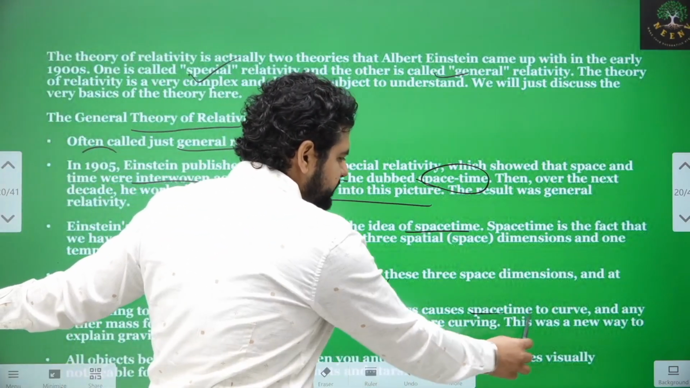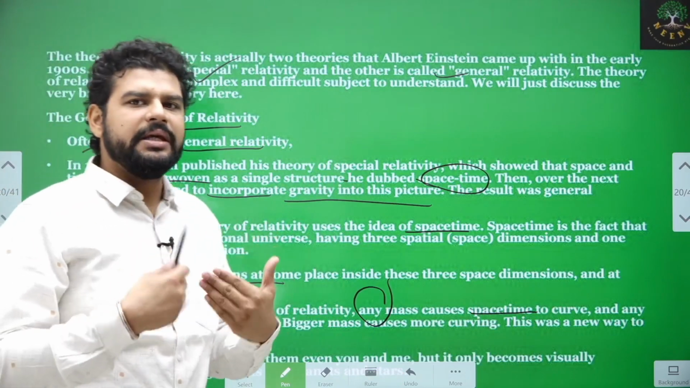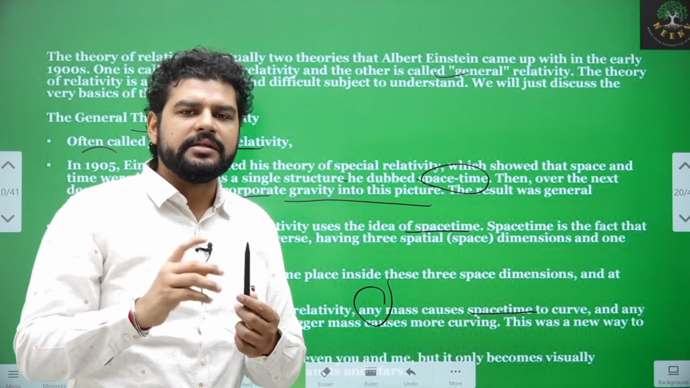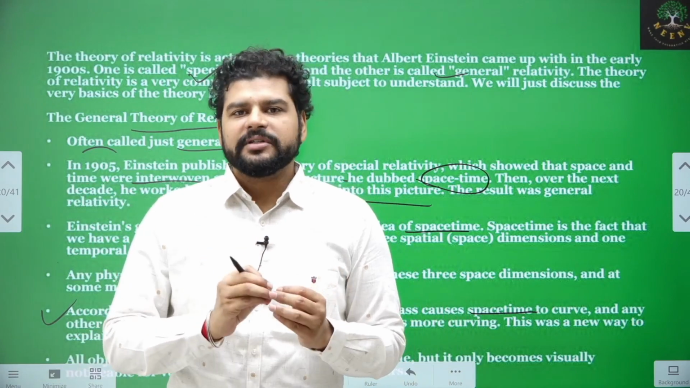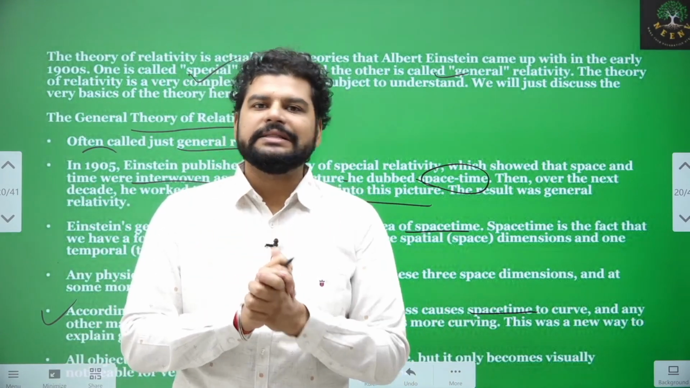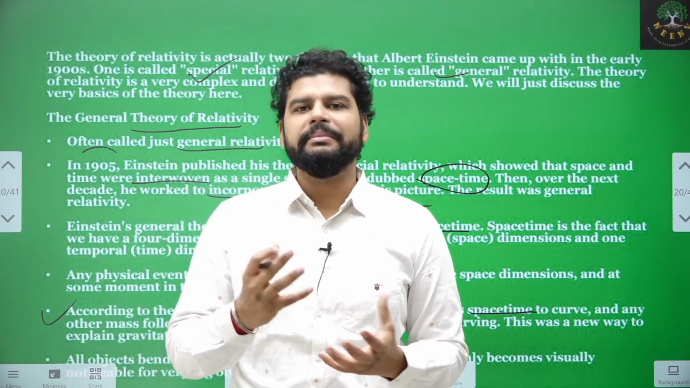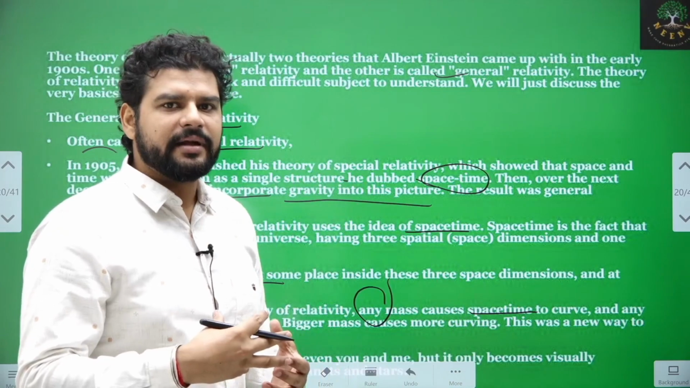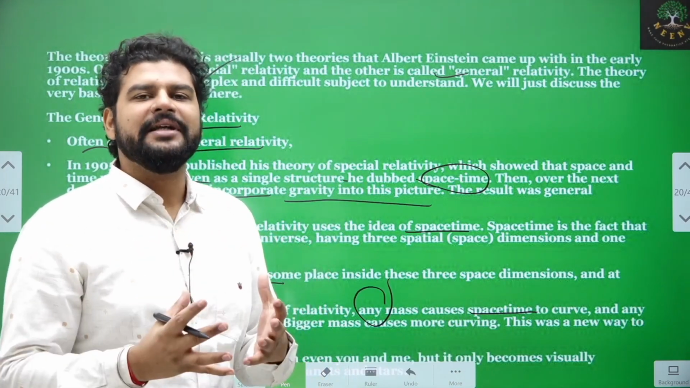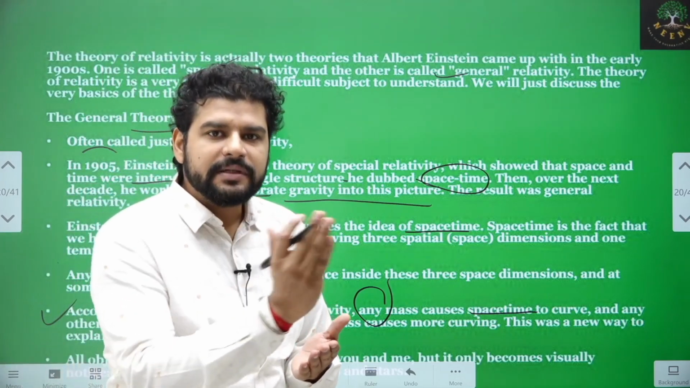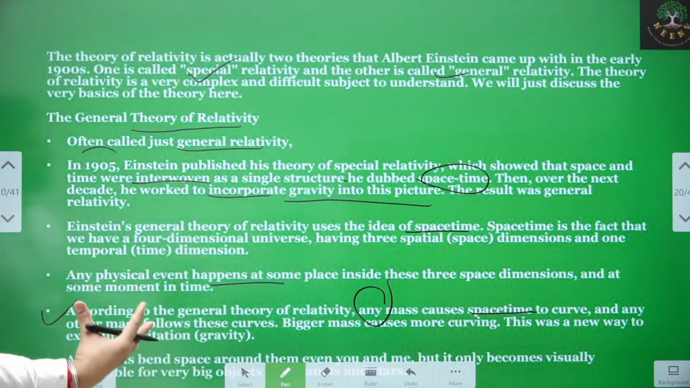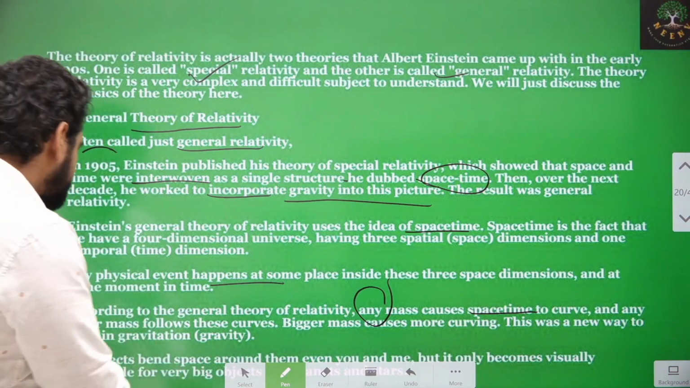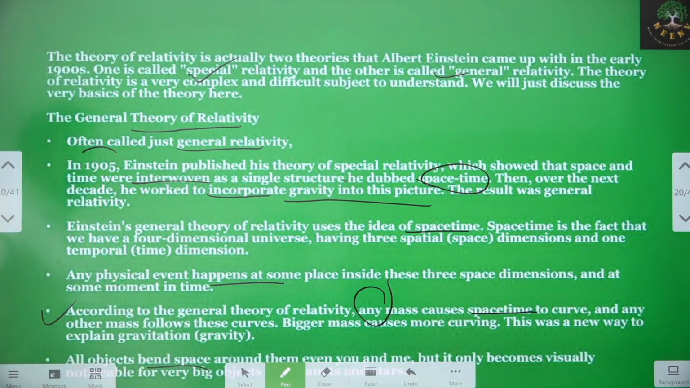So according to general theory, any mass causes space-time to curve. Any mass, even me, you, a pen. But the point is, we cannot observe these small warpings of space and time. We can only observe warping of space and time of big celestial bodies like the sun, black hole, or big galaxies. You and I, an elephant, a donkey, anybody who has mass warps the space-time, but it is not observable. So all objects bend space and time, but it only becomes visually noticeable for very big objects.